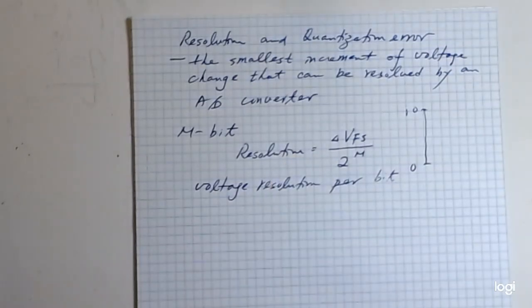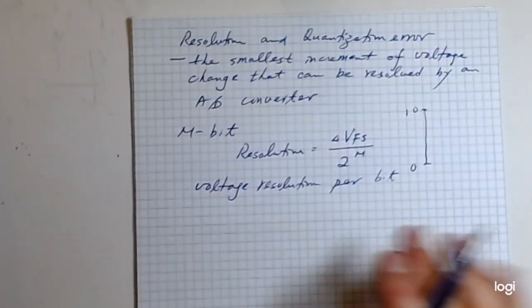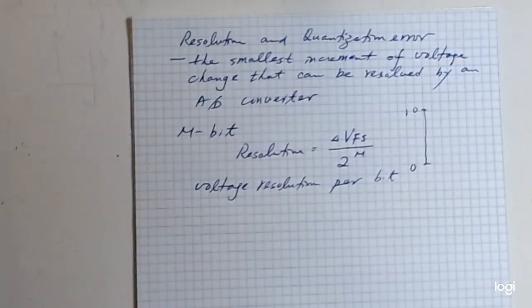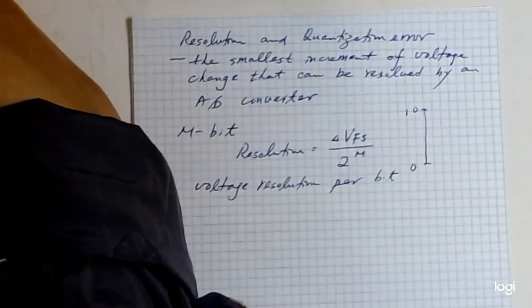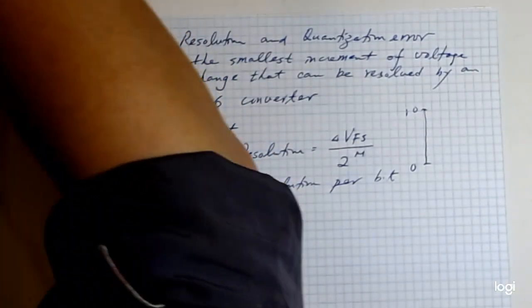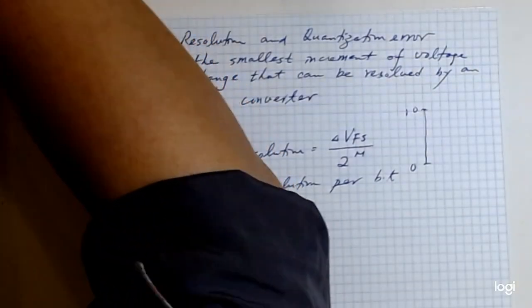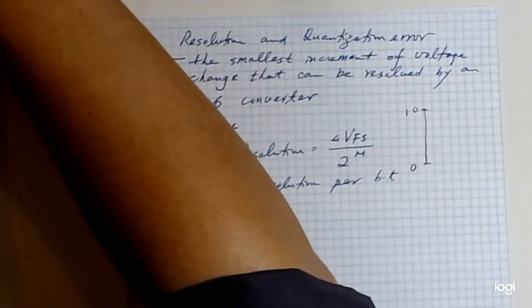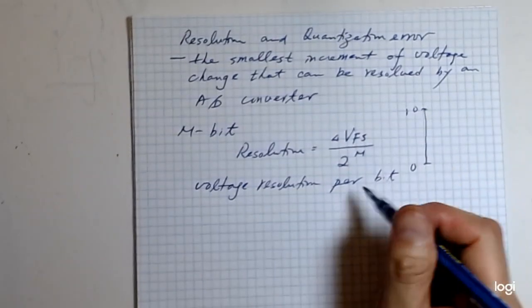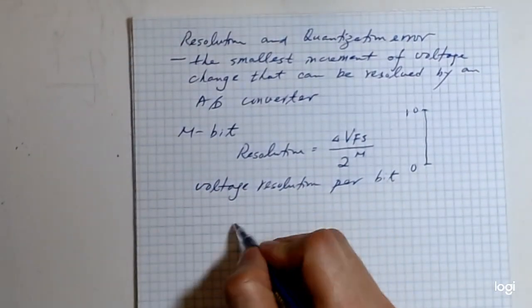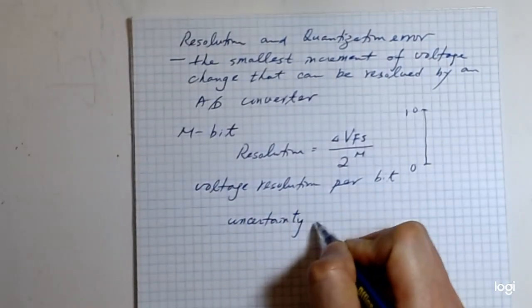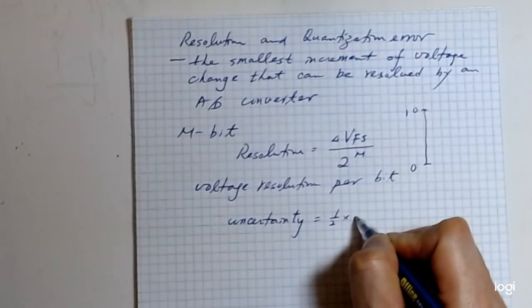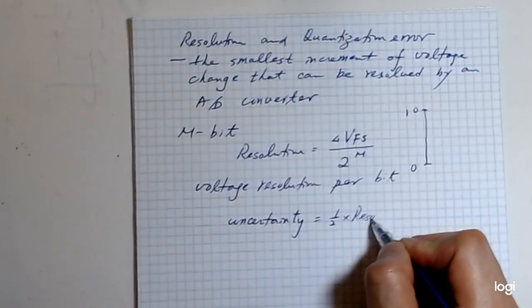And then what is the uncertainty? What is the uncertainty? My computer froze. So what's the uncertainty? Plus or minus half of the resolution.